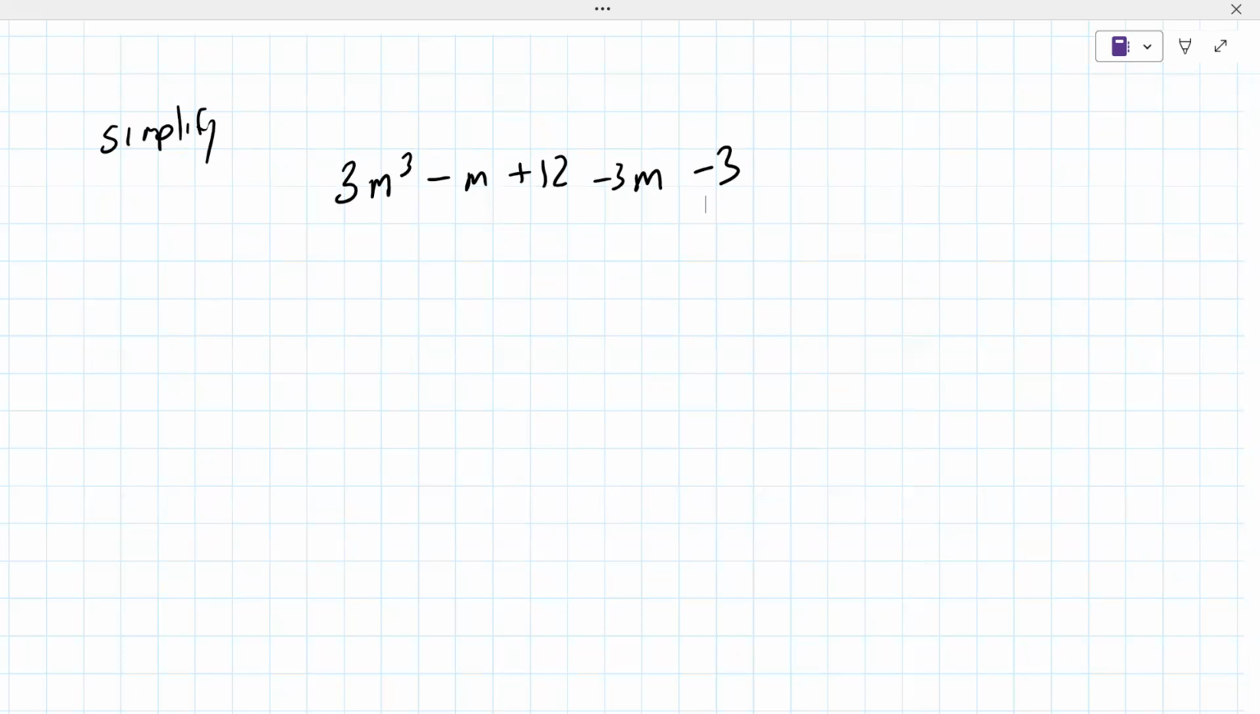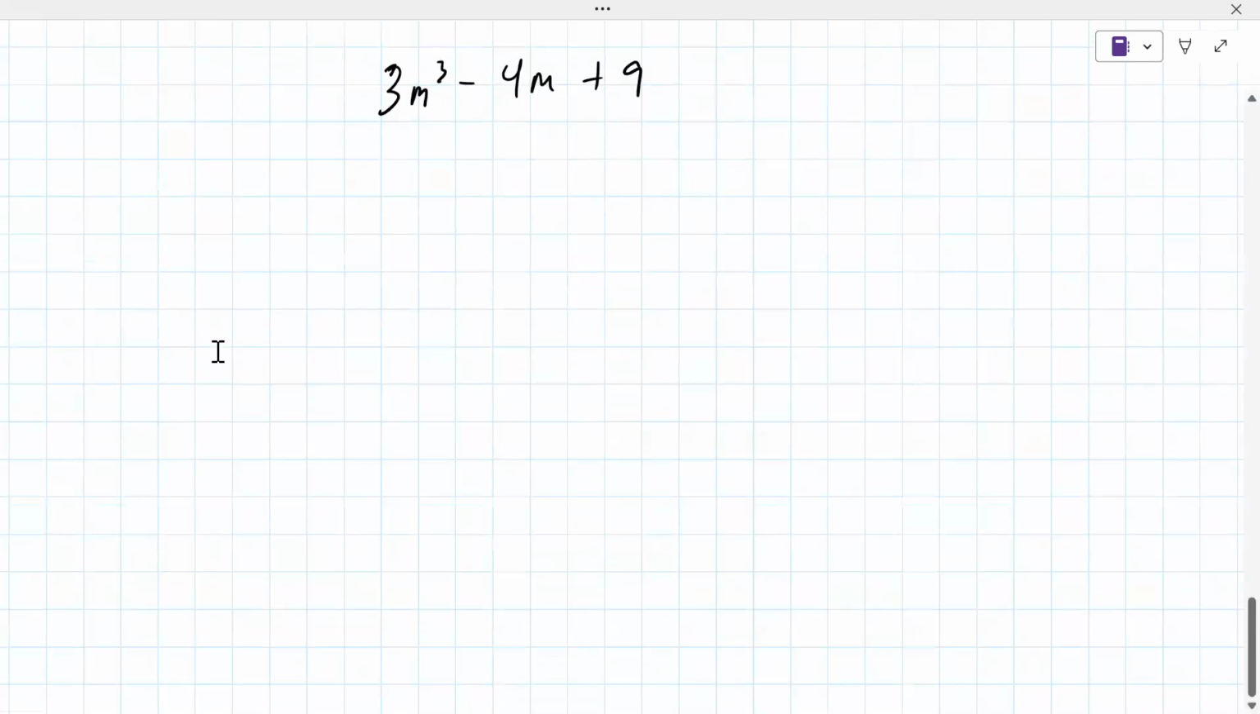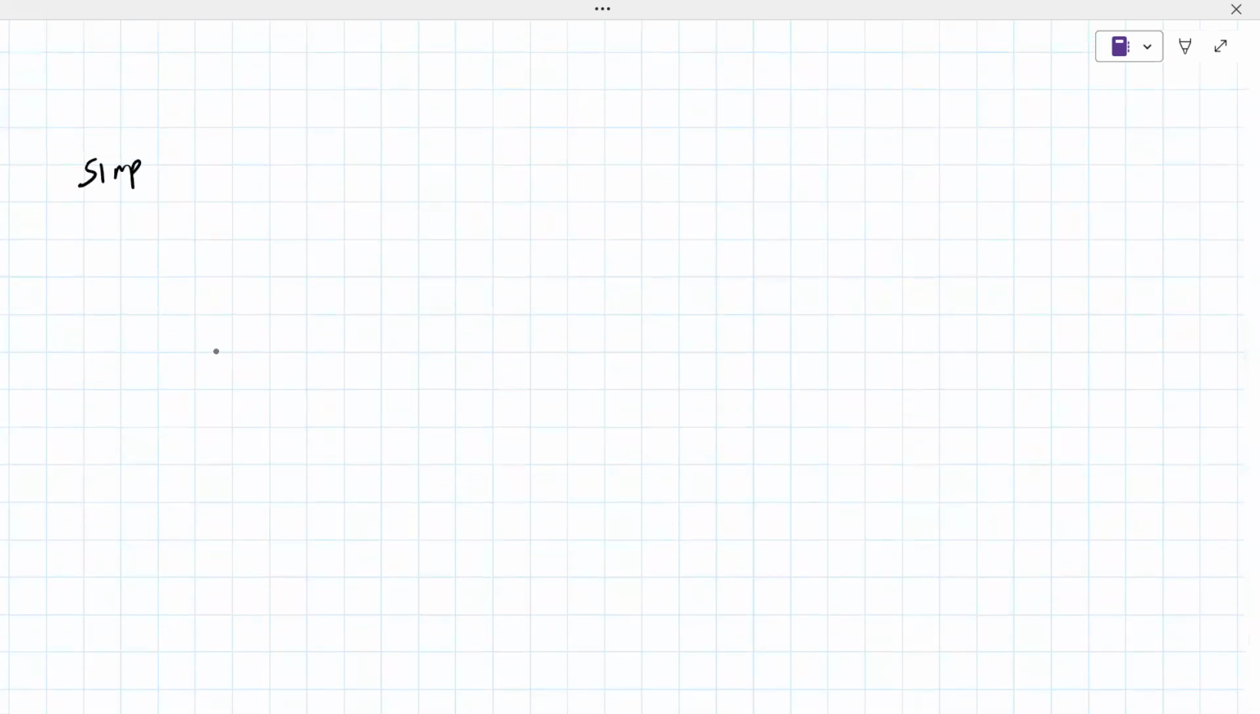3m cubed minus 4m minus 9. Plus 9. Oh. Positive 12, negative 3. Okay, that was pretty good. Let's try some distributive property. Same thing here.